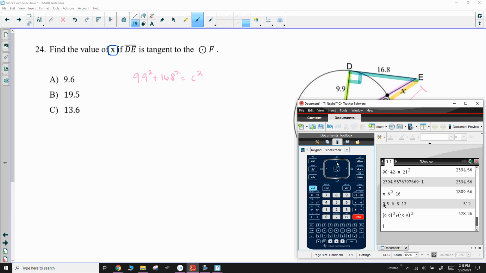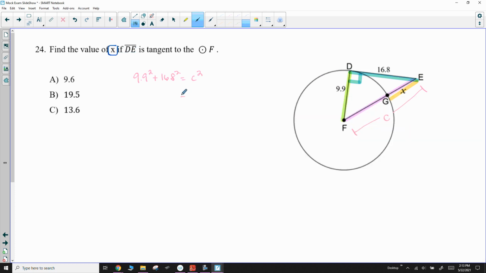Oh, here's a fun trick on this calculator. If you arrow up twice and highlight this, you can hit enter, and now I can just backspace and edit what I want to do. So what I really wanted to say was 16.8. I don't necessarily know that this particular trick is saving you a whole lot of effort here. So 9.9 squared plus 16.8 squared gives us 380.25. So C squared is equal to 380.25.